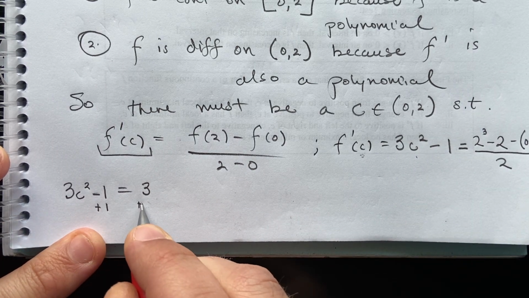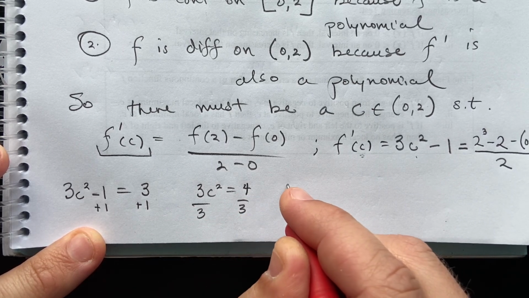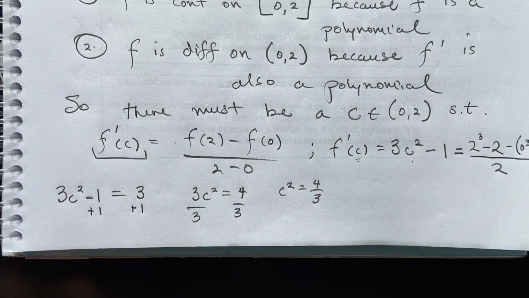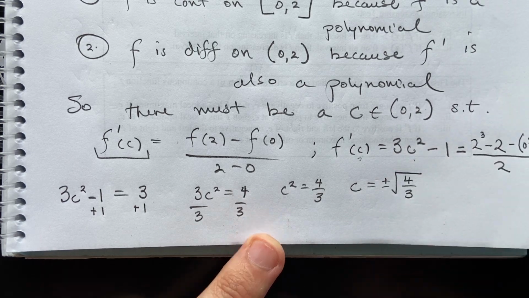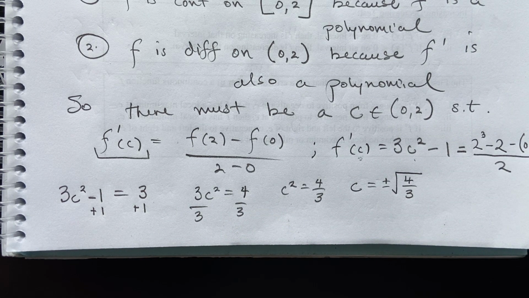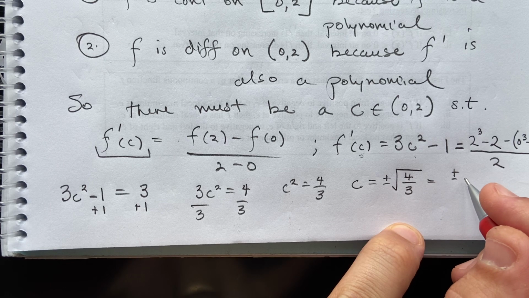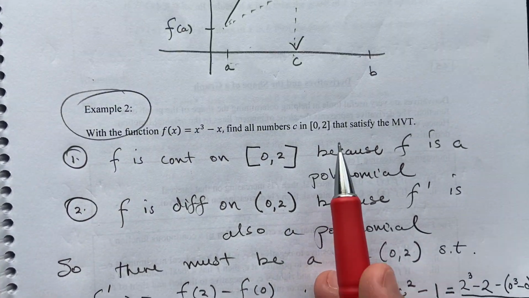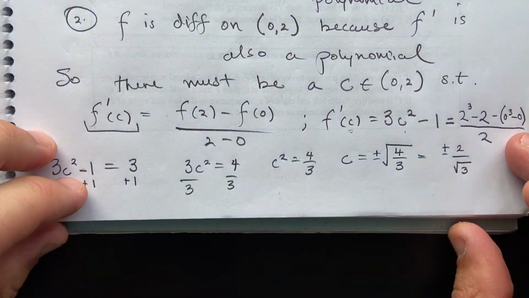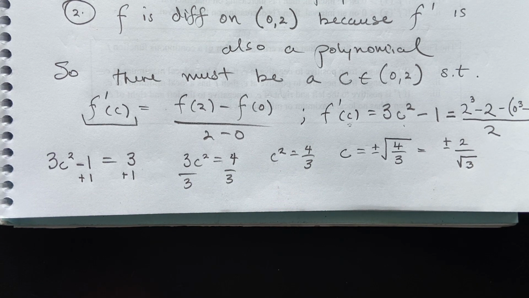So add 1, solve for c. 3c squared equals 4, divide by 3, so on. C squared equals 4/3. Square root, so c equals plus and minus the square root of 4/3. You can write that as 2 over root 3 if you want, plus and minus 2 over root 3. The only thing is that one of these numbers is not in our interval, and we were just looking for the numbers in 0 to 2. Okay, so we're only going to take the positive case, right? 2 over root 3, if you check that on your calculator.